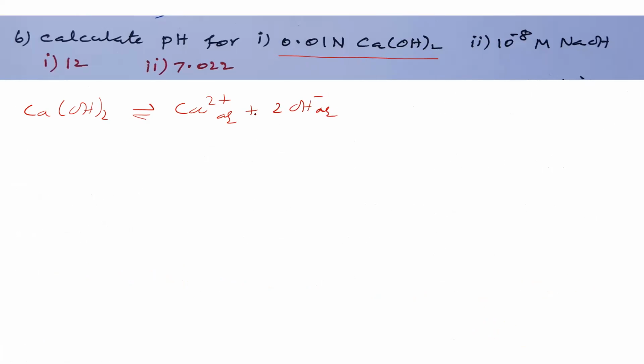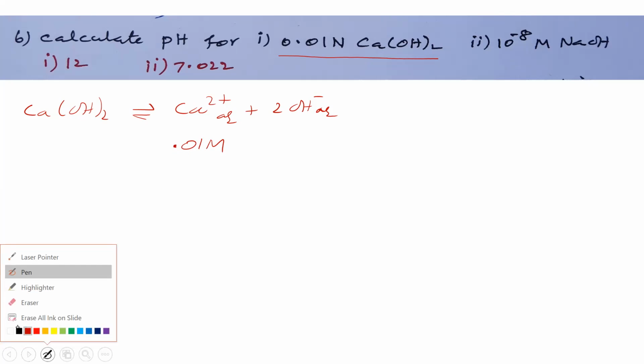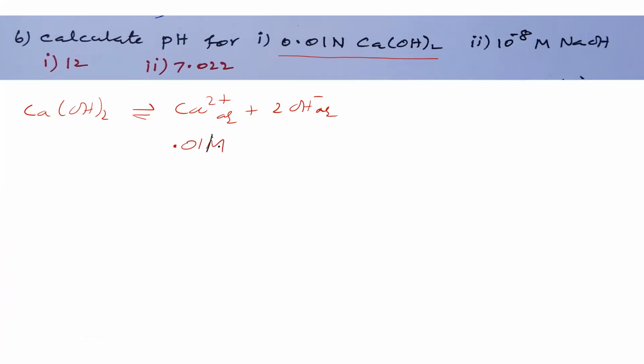How much calcium hydroxide dissociates is not mentioned, so we will consider complete dissociation. Therefore the calcium ion produced is 0.01 normal. How much hydroxide is produced? 0.01 normal only we have to say.